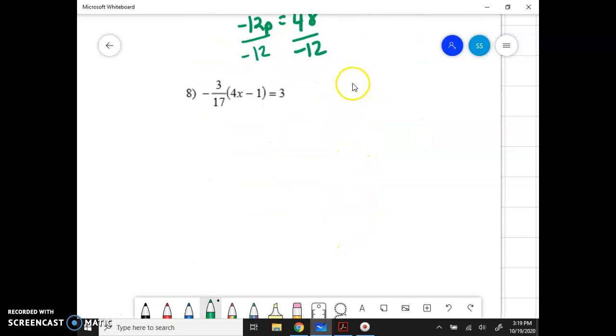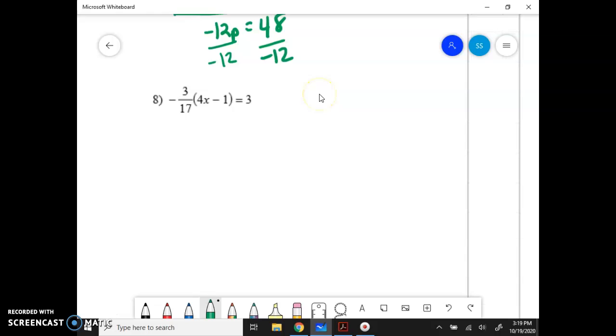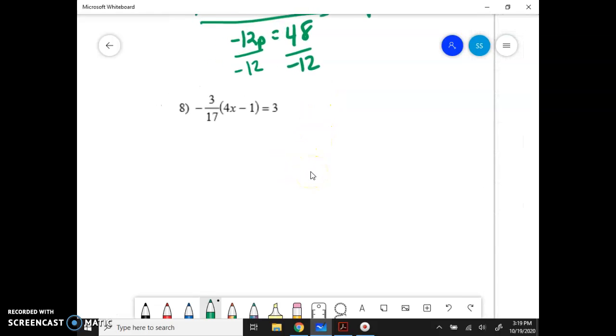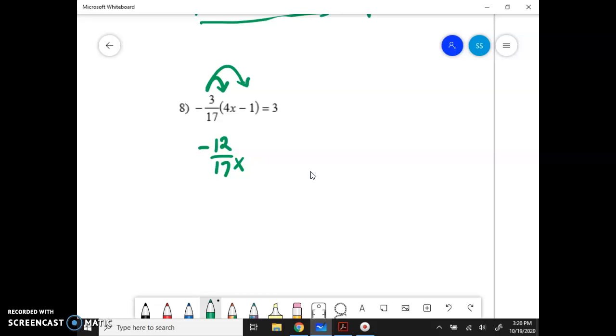All right, 8. Ooh, we got a fraction. So why don't we show you 2 ways to do this problem here. I'm going to erase a little bit up here. Okay, so I could certainly distribute this out and just do negative 3/17 times 4x. You can use your calculator if you wanted to. We're going to get negative 12 over 17x. And then multiply this one, using negative 3/17 times negative 1.